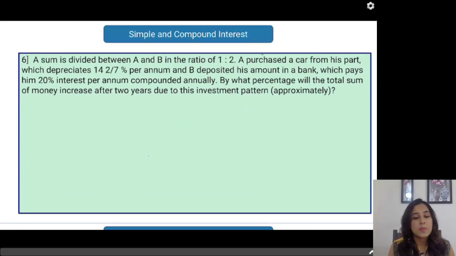A sum is divided between A and B in the ratio of 1:2. A purchased a car from his part which depreciates at 14.27% per annum, and B deposited his amount in a bank which pays him 20% interest per annum compounded annually. At what percentage will the total sum of money increase after 2 years due to the investment pattern? So your time starts now.